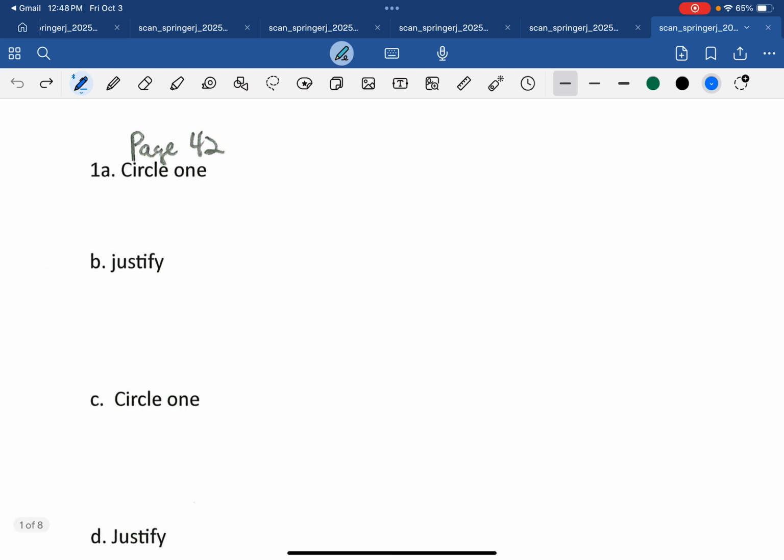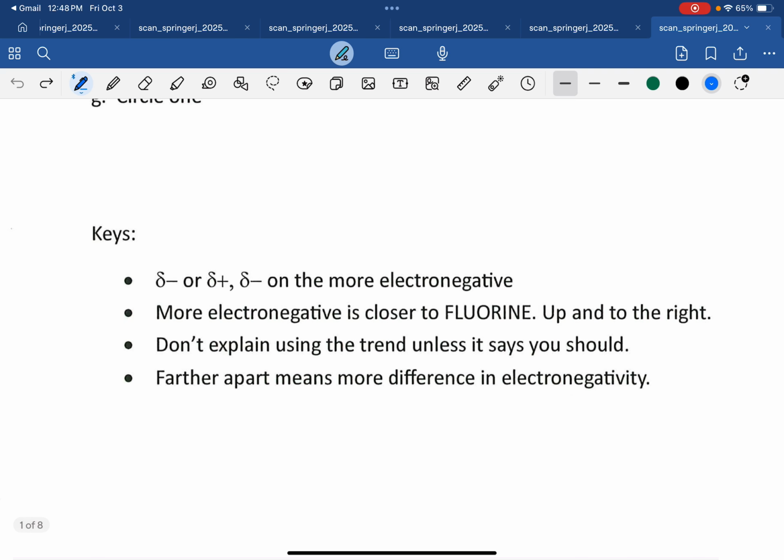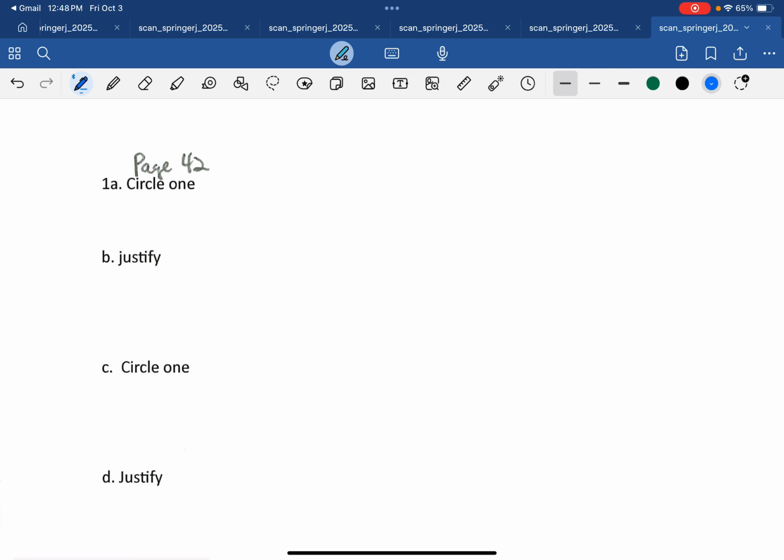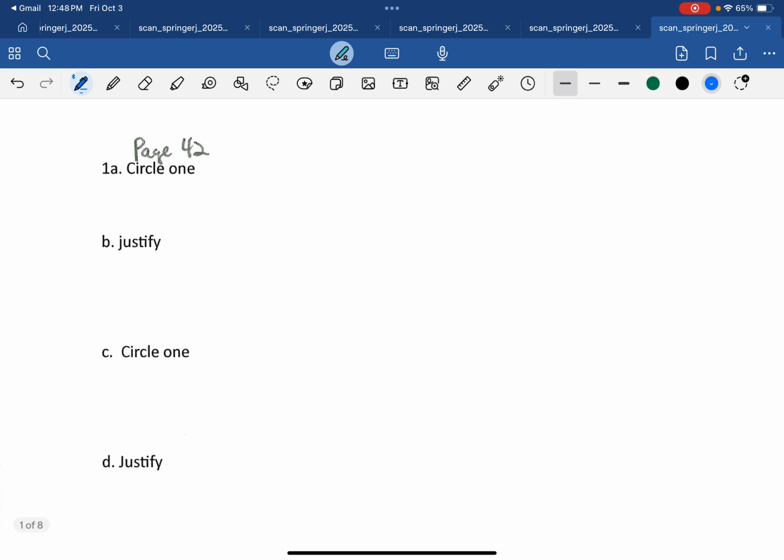What you got to remember is, let me scroll down here, the partial negative on the more electronegative element. So which is more electronegative, phosphorus or sulfur? Obviously it is phosphorus or chlorine, not sulfur. Chlorine is more electronegative than phosphorus. So we will circle the one that has phosphorus as being partial positive and chlorine as partial negative. And so that's the one we're circling.